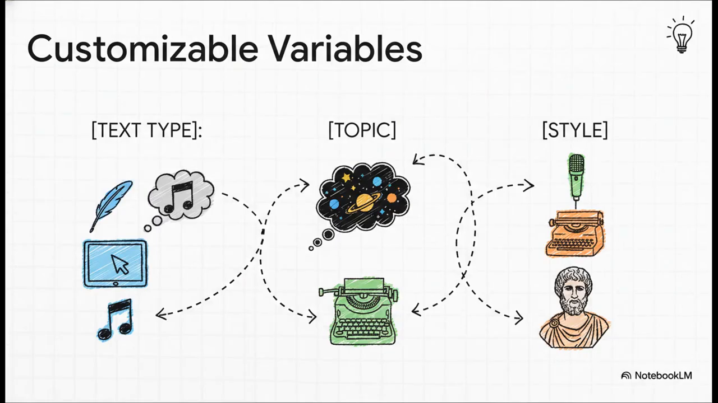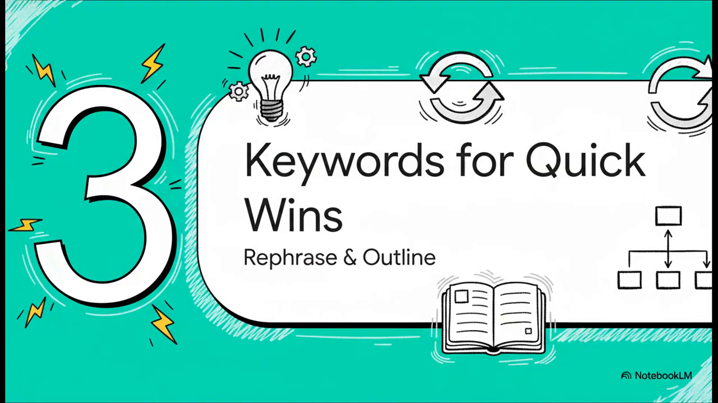And this is where it gets really fun. Text type doesn't just mean essay. It can be a poem, a blog post, a song, anything. The topic is literally anything you can dream of. But the style, man, you can ask for the voice of Hemingway, the wit of Dave Chappelle, or the wisdom of ancient philosophers. See, you're not just asking for facts anymore. You're crafting a voice.